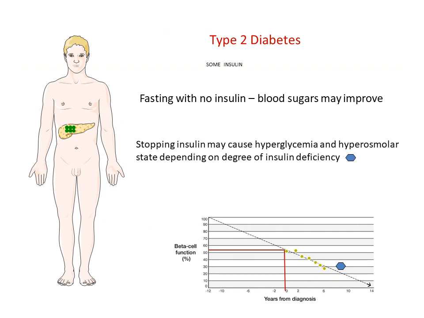In summary, type 2 diabetes is a condition where there is some amount of insulin. If you fast the individual, the total carbohydrate burden is diminished and blood sugars may improve because the residual insulin is adequate to maintain functions. Hence, stopping insulin may not cause hyperglycemia and a hyperosmolar state, depending on the degree of insulin deficiency.